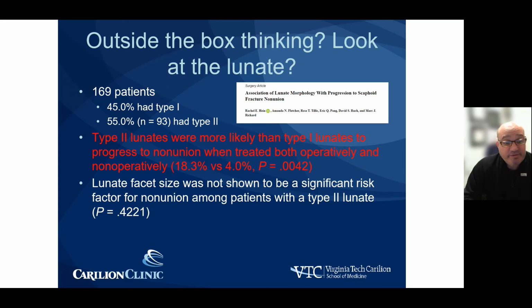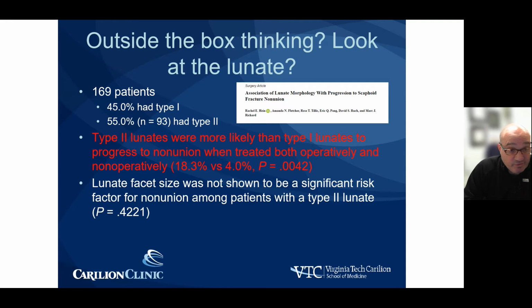In addition, one thing that we also advise our fellows is always look at the lunate. This article really did show a good reference that type 2 lunates were more likely to progress to non-union when treated operatively and non-operatively. So maybe in those patients that have a subtly displaced fracture of the scaphoid, either proximal or waist, and have a type 2 lunate, more aggressive treatment, early rigid fixation might be indicated.